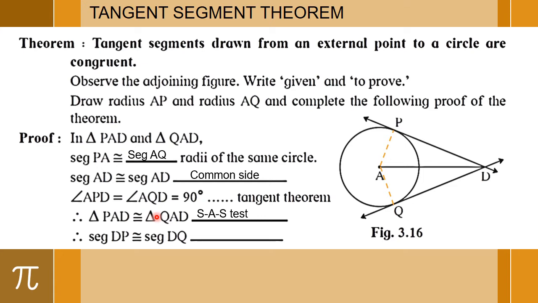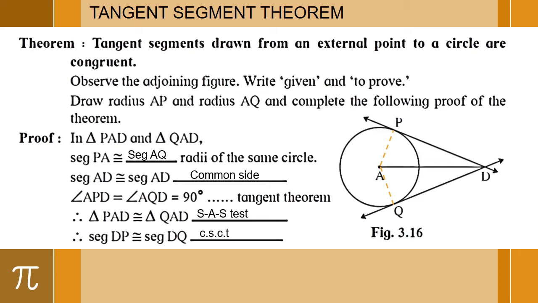Okay, now once these two triangles are congruent, then DP and DQ are also congruent since they are corresponding sides of congruent triangles, the short form of which is CSCT. Okay, corresponding sides of congruent triangles. So a very simple proof. Now here the fill in the blanks is fine, but the given and to prove parts you have to write, and the construction they have given, which is just constructing the radii AP and AQ, and then filling the blanks will get us the complete proof. Okay, so that's it with the tangent segment theorem.